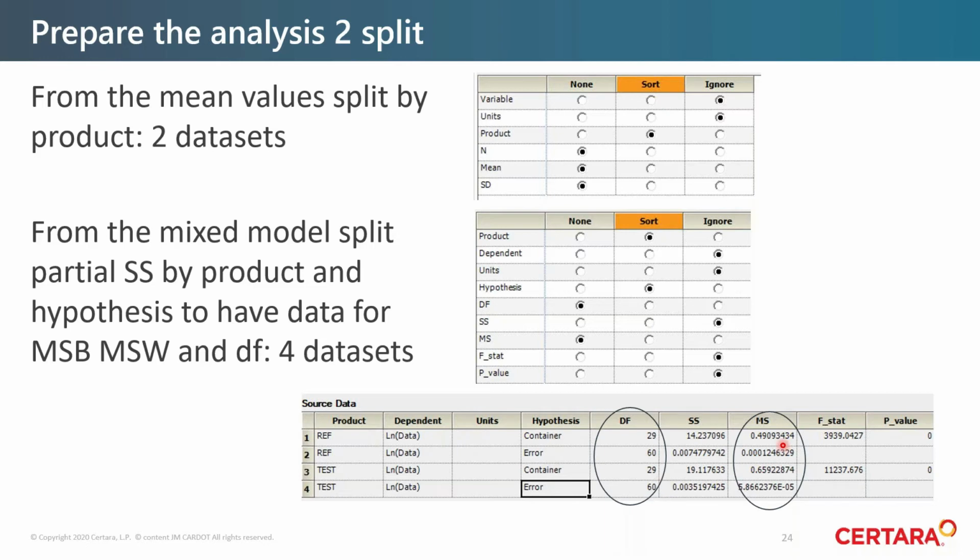But I need to have it for the test and the reference in two separate files. And I need to have the container and the errors. That means I have to split this one in 4 subsets. And these subsets are going to be split by product and hypothesis, the hypothesis being the container and the error. So I am going to have at the end 4 files. One for reference container, second for reference error, third for test container, fourth for test error.